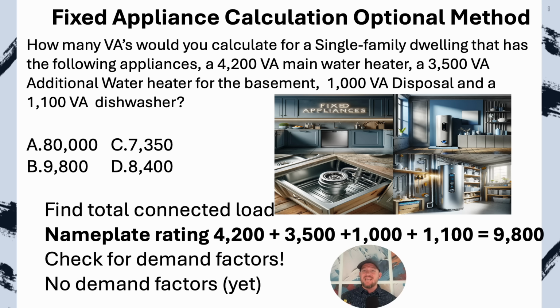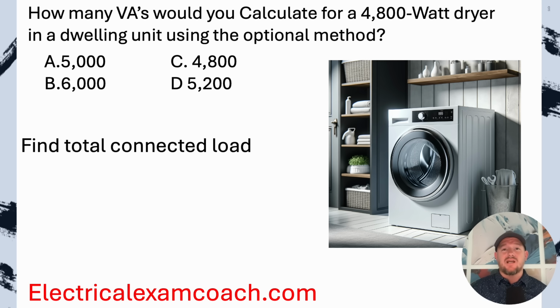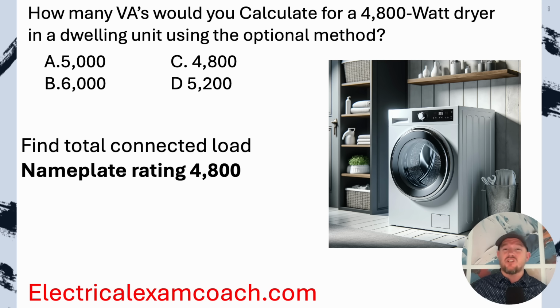How many VAs would you calculate for a 4,800 watt dryer using the optional method? Step 1, find our total connected load. Well, in this case, we just use the nameplate rating, no 5,000 minimum, none of that business. We check for demand factors, but there are none yet, and we select C.